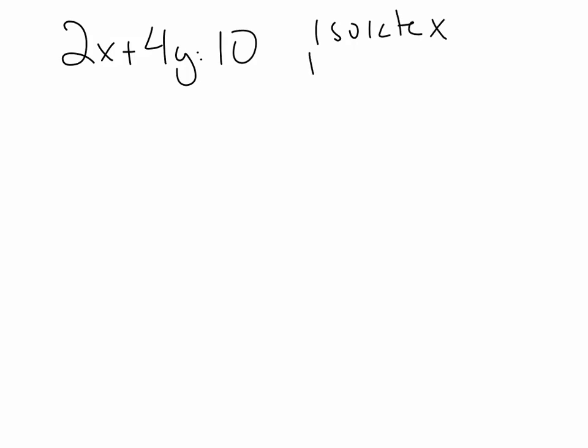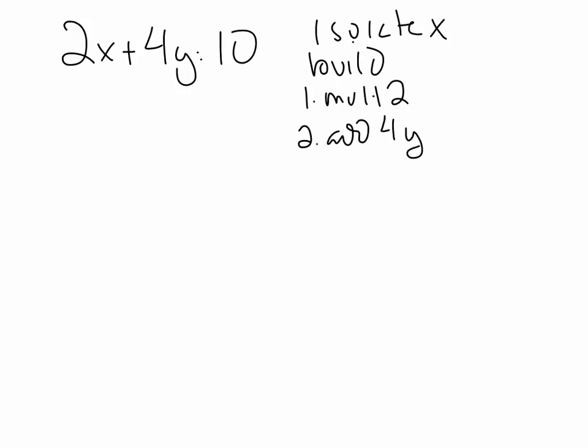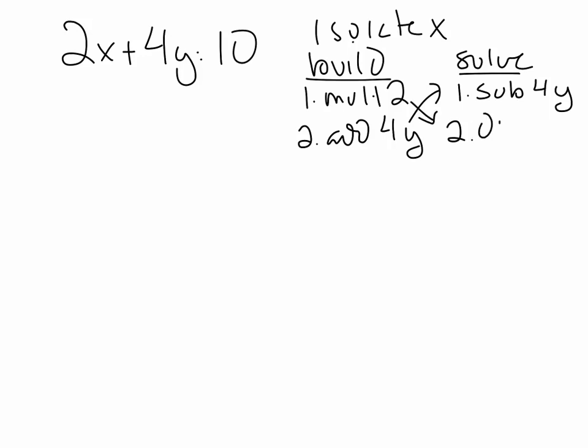Let's look at the original example that I gave you of a literal equation, 2x plus 4y equals 10. Let's say we want to isolate x. For our build, the first thing that's happening to x is we're multiplying by 2. Then we're adding 4y. For our solve, let's start with undoing the adding 4y and subtract 4y. Then we're going to undo multiplying by 2 and divide by 2.